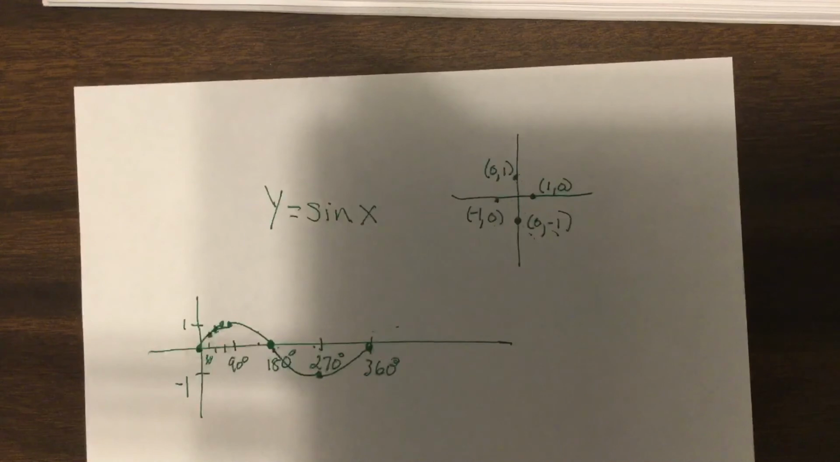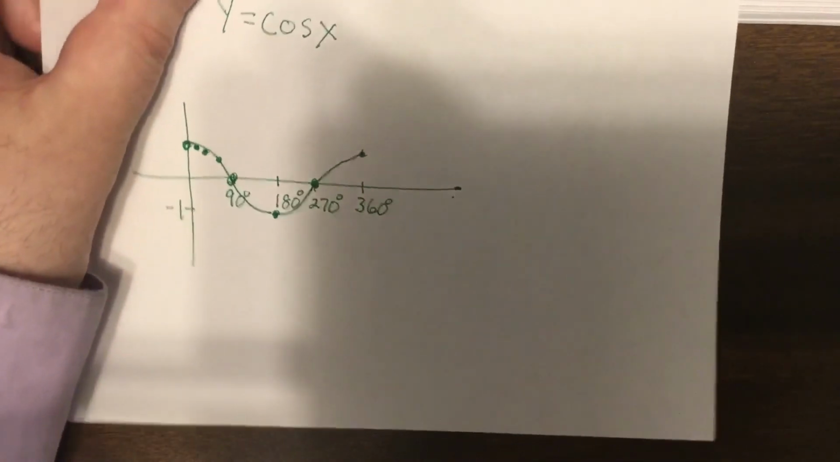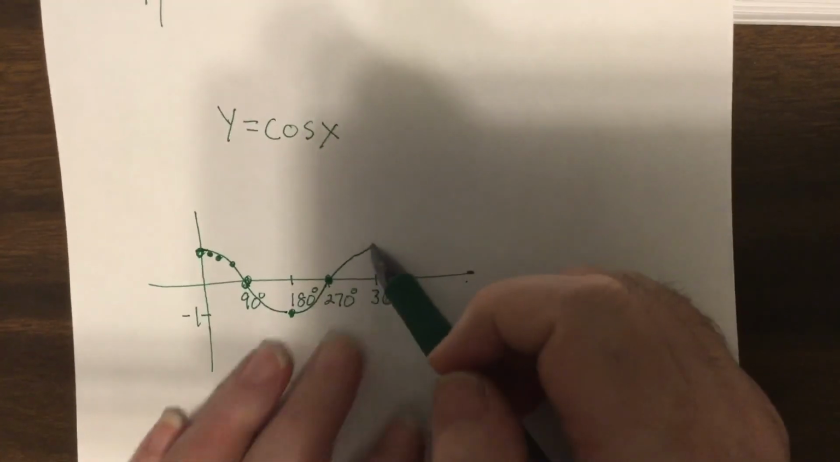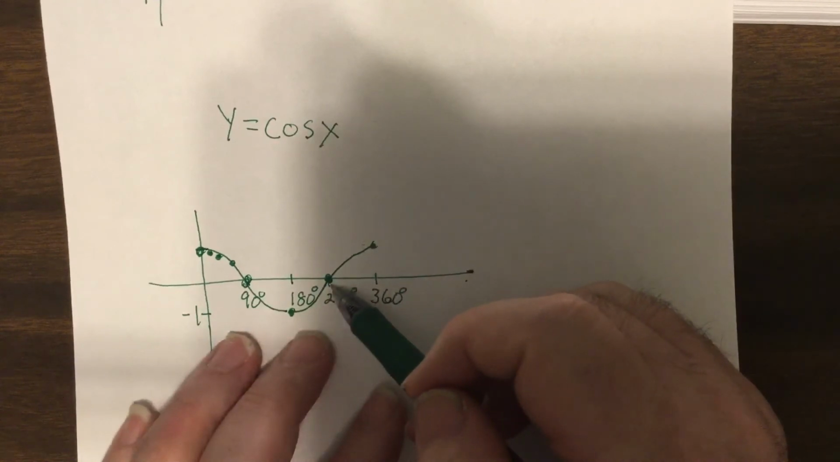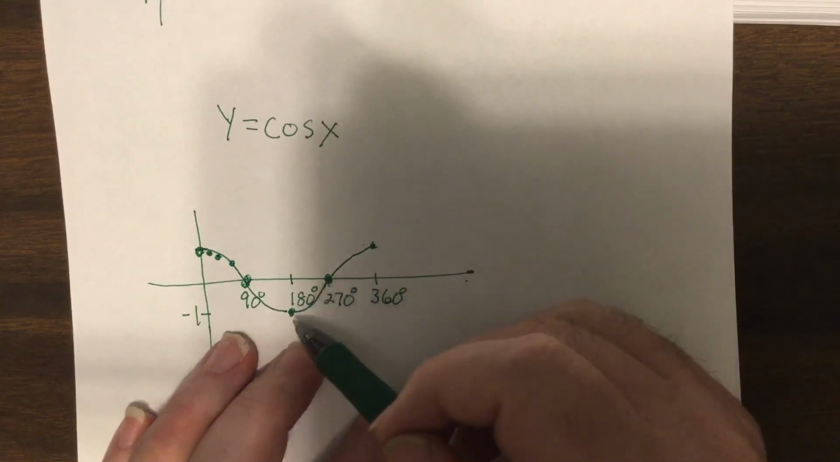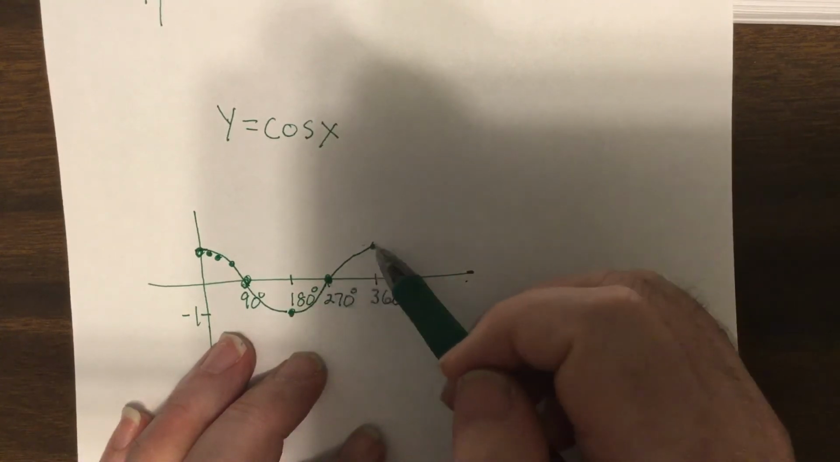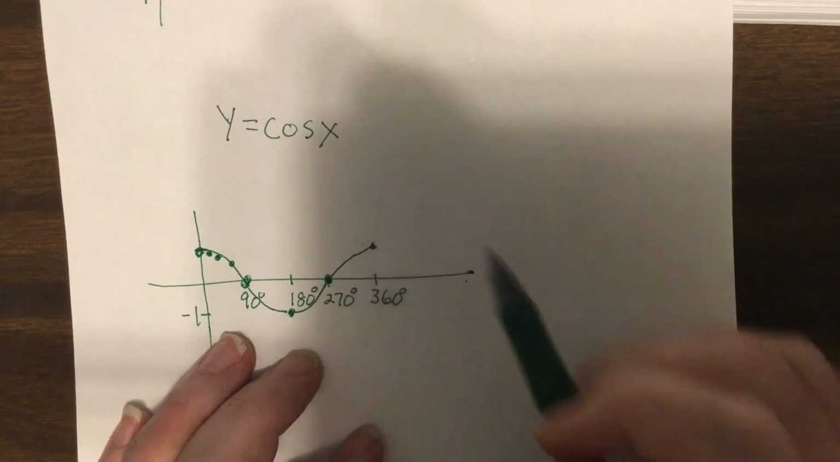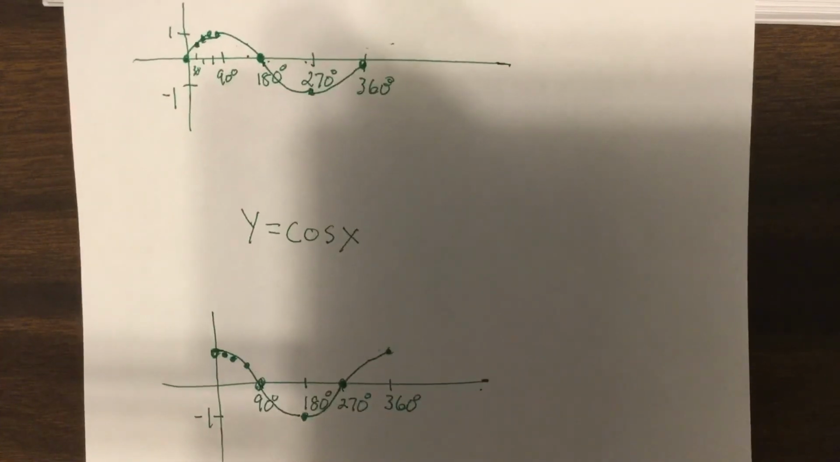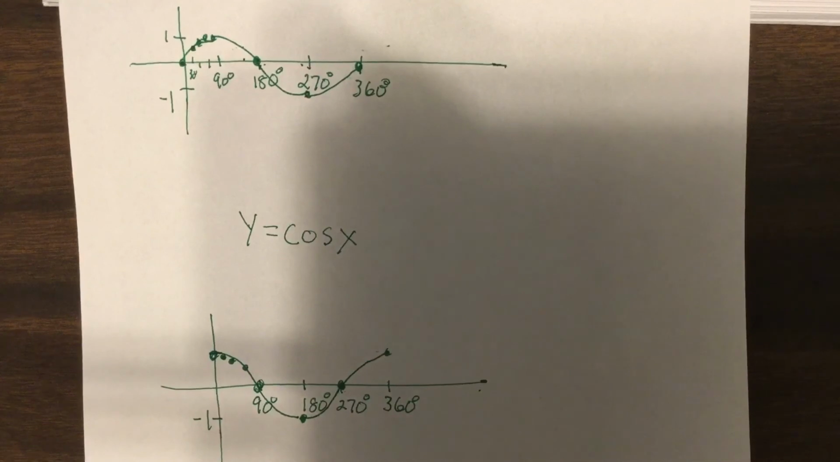Those are the values: cosine is positive 1 here, 0 here, negative 1 here, 0, then 1. So it kind of looks like a jump rope. You need to memorize those two graphs. It's really going to help you in the future.